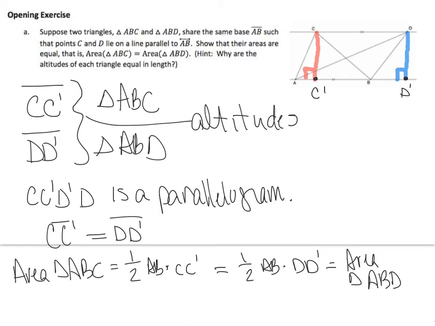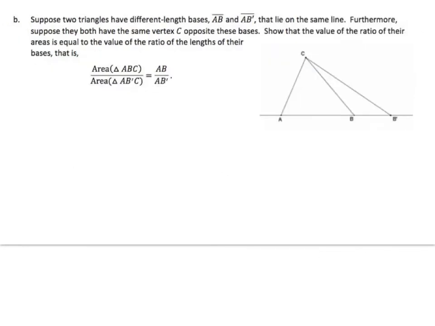Suppose two triangles, triangle ABC and ABD, share the same base. Show that their areas are equal, okay, which we did show. We know that these are equal. And I used them there, therefore the areas are equal, because everything else in those equations are the same. All right, part B.